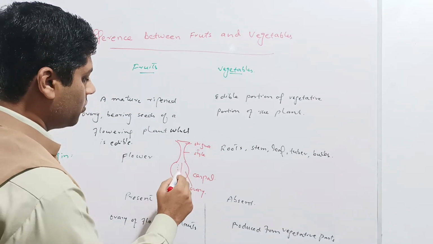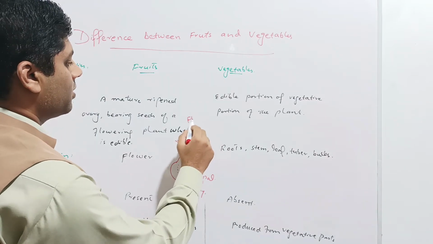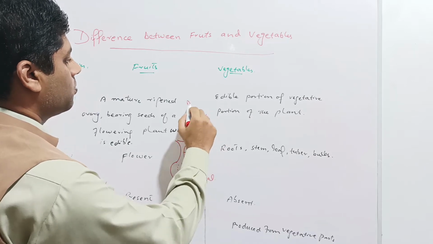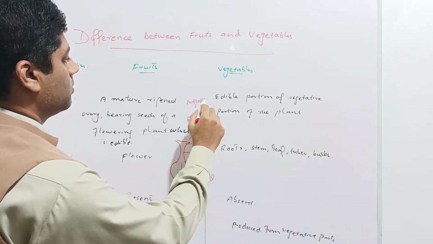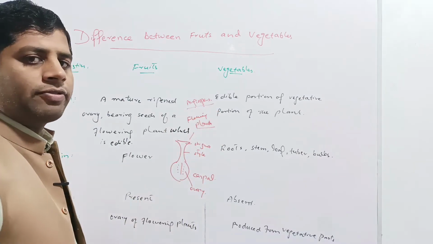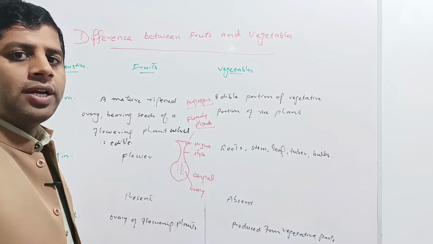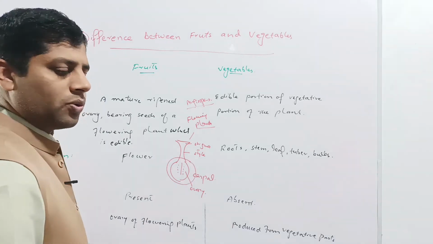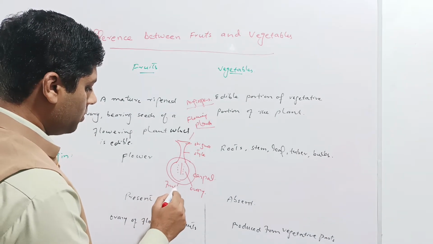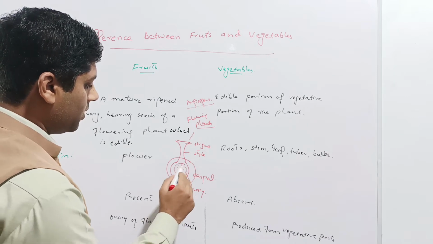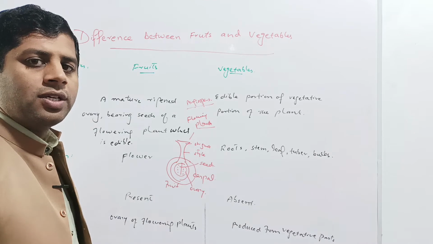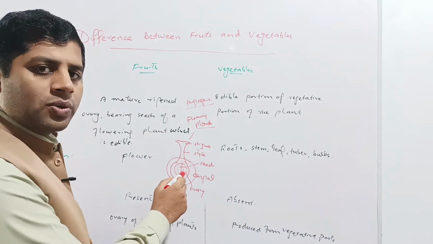Inside the ovary there are ovules. This is a characteristic feature of flowering plants, the angiosperms. Angiosperms are called flowering plants because they bear the flower, and the flower is the reproductive part of the plant. When this flower matures, the mature ovary becomes the fruit, and the ovules inside become seeds. Therefore, the seeds are enclosed in the fruits in flowering plants.